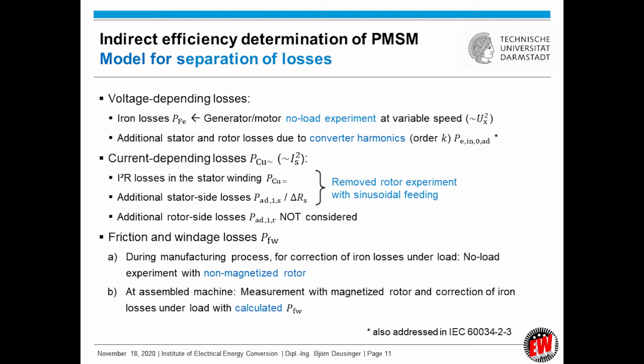Then we have the current-depending losses, which are classical I square R losses in the stator winding and additional stator losses, which is indicated by this delta Rs. They are determined at sinusoidal feeding of the stator when the rotor is removed. Due to that procedure, no additional rotor side losses can be considered.